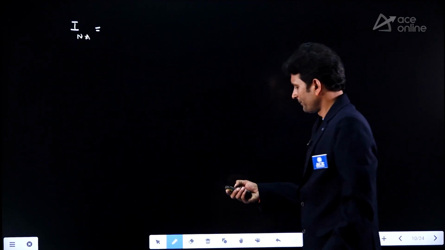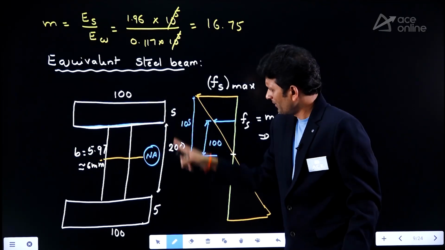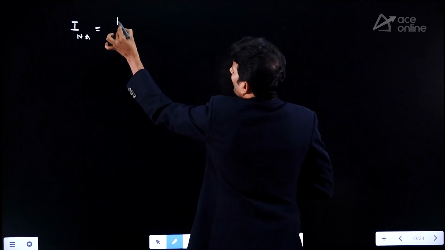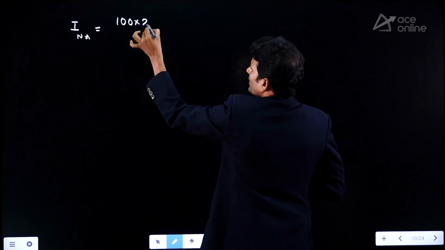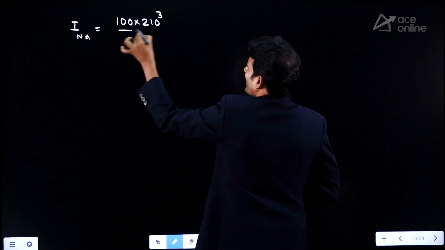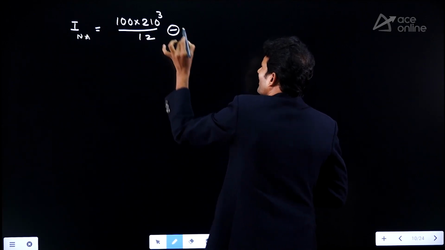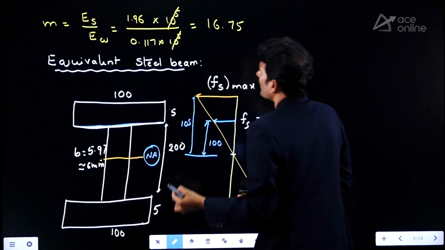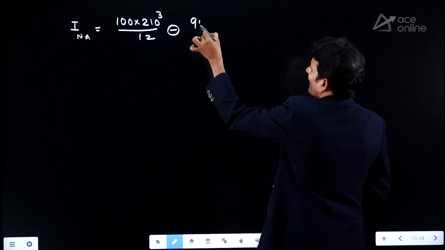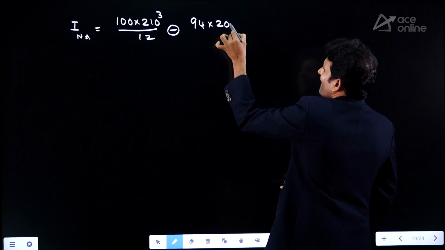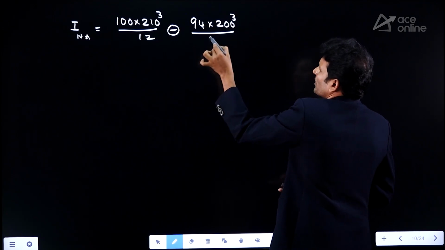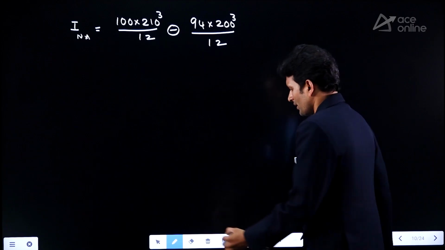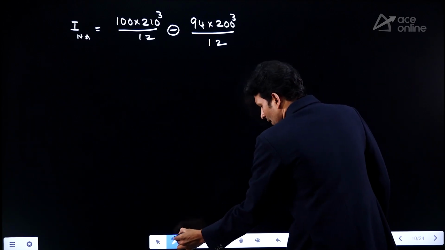Now outer, this is 100, this is 210 depth. 100 into 210 cube divided by 12 minus, now look at here, 100 minus 6, 94 into 200 divided by 12. That's it. This is the area moment of inertia for the given equivalent section.